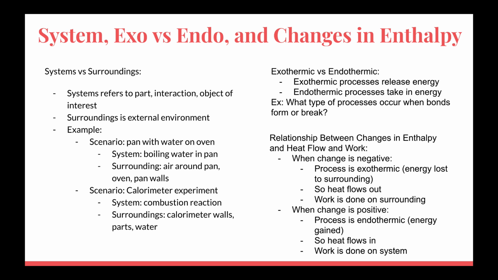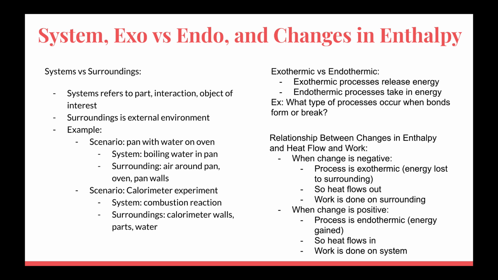Let's say we're looking at a pan with water on a stove. The system would be the boiling water in the pan, since what's of interest is the boiling water evaporating. So that means that the surroundings would be the air around the pan, the stove, as well as the pan walls. Let's look at a second scenario. Let's say we're doing a calorimeter experiment. The system would be the combustion reaction happening, while the surroundings would be the calorimeter walls, parts, as well as the water.